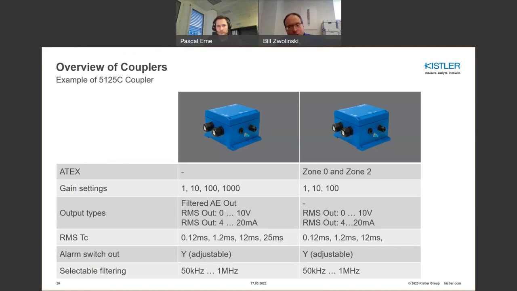In terms of the couplers, the non-ATEX couplers are generally totally open and easily flexible, putting in different filters, changing values. Whereas since the zone 0 and zone 2 solutions don't require you to modify equipment in terms of these zones, you basically have fixed gains you select up front, you have fixed outputs, you have fixed time constants, and you're wide open. You're not doing any filtering. So the level of flexibility is reduced substantially for equipment going into a hazardous zone.